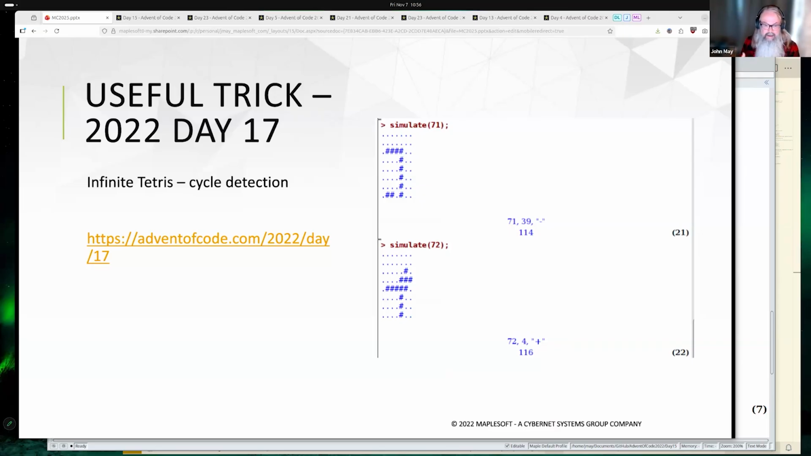Which you can just simulate. You can just simulate 2,000 pieces dropping and count the number, and it's fine. But then part 2 asks you to do it for 100 million pieces. And now you can't simulate that anymore because it's too many.